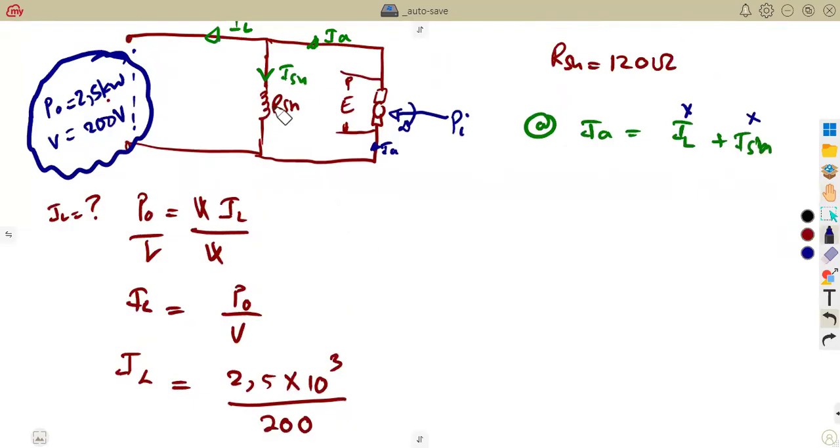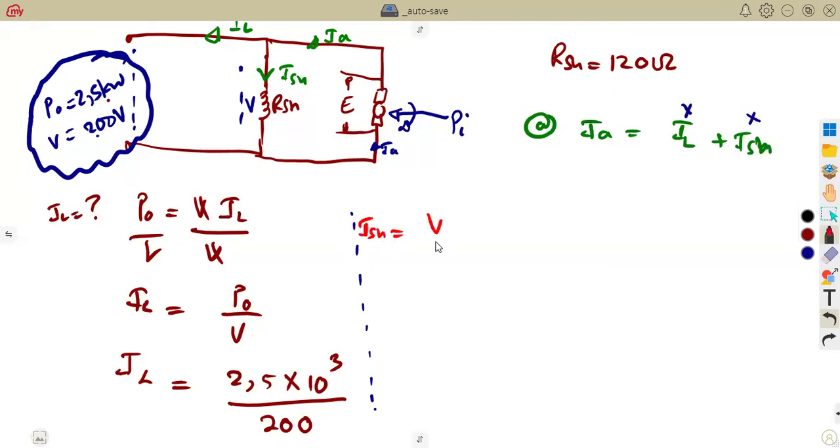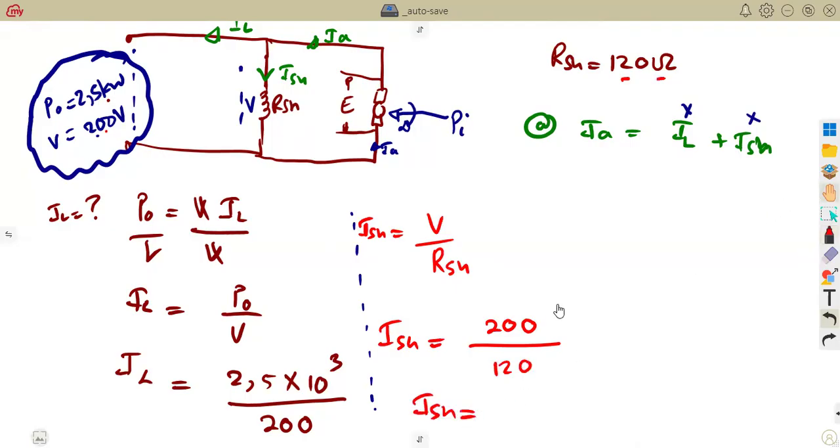What about the shunt? We saw that from the shunt field, because the voltage at the terminals is the same voltage across the shunt, it means you can calculate the current across the shunt. So the shunt current is the voltage over the resistance of the shunt field. So what is the voltage? Terminal voltage, 200. The resistance of the shunt, 120 ohms we are given. So with this, the shunt current can be calculated.